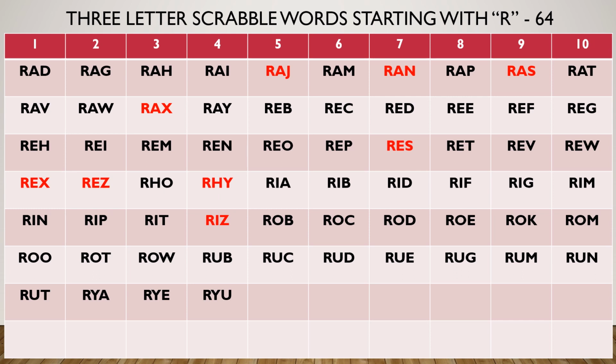Now we move to the three-letter words which start with R. There are 64, and the words which have been written in red do not accept S as a back hook.